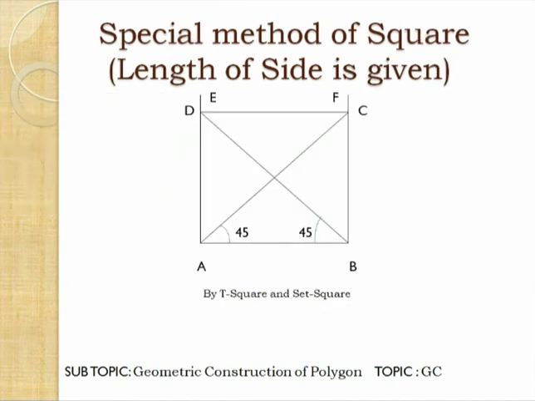Again we will draw the square with the help of set square. Here also we are knowing the length of side of the square. So first of all you draw line AB having the given length.